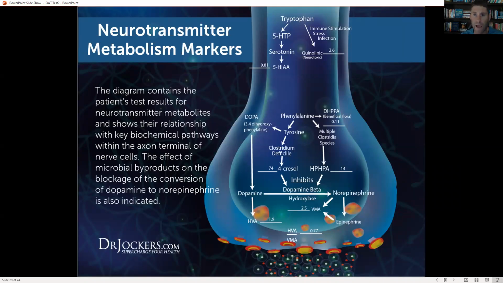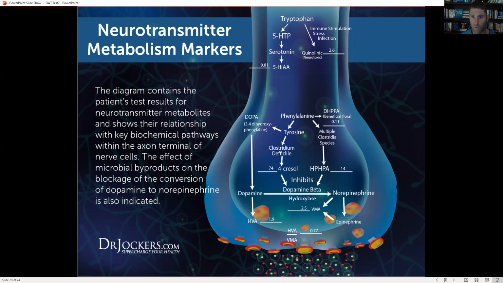Now, this is a diagram right here. And again, I know this is a lot of stuff, but you can see there at the top, tryptophan converts into 5-HTP, into serotonin, and 5-HIAA. However, tryptophan, that amino acid, if we're under a lot of immune stimulation, stress, infection, maybe you had trauma to your brain, which would cause more inflammation and immune stimulation, it can turn into quinolinic acid, which is neurotoxic. And so it's a sign of inflammation in the brain.